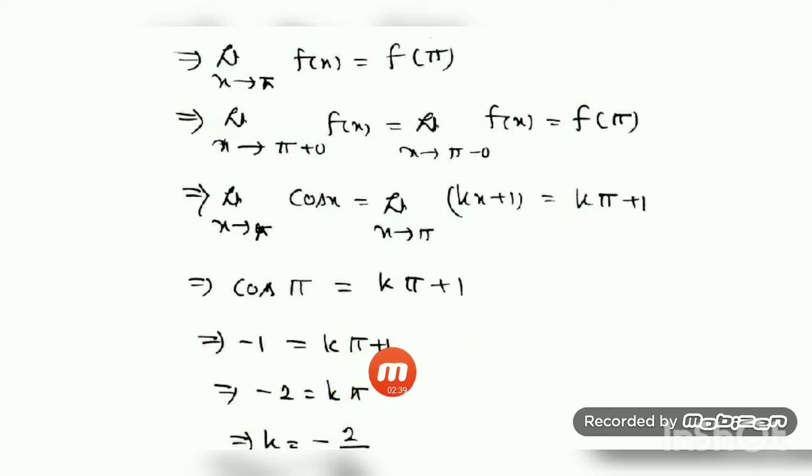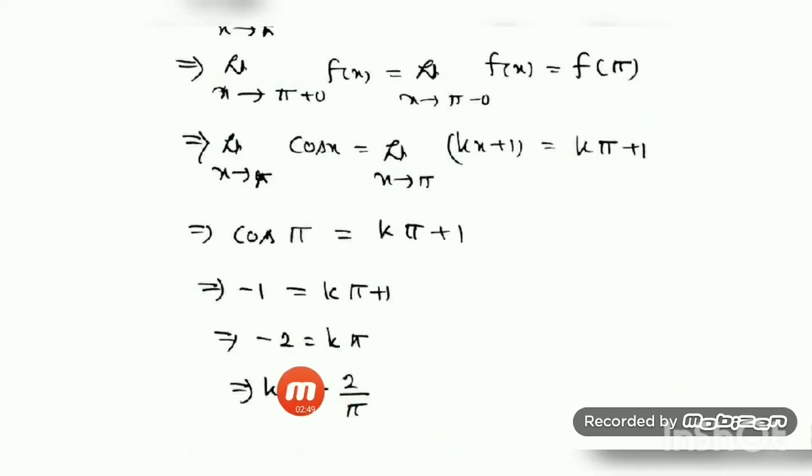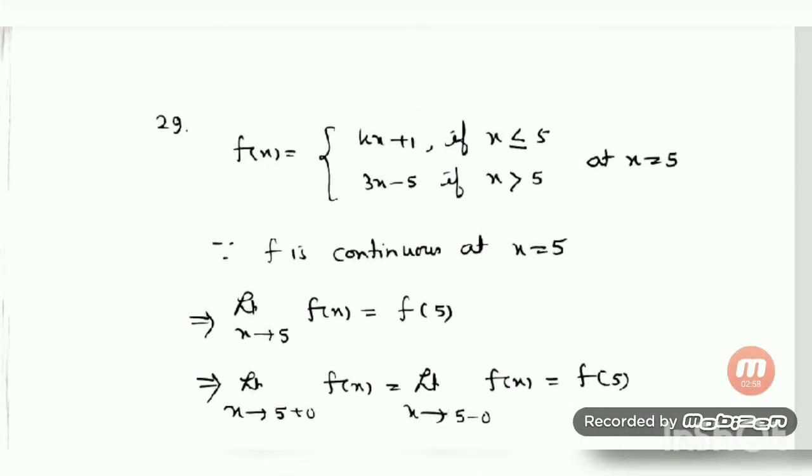Then, your aim is to get the value of k. So I bring this −1 and the +1 to the left side, and it becomes −2. So −2 is equal to kπ. Then what is the value of k? It is equal to −2/π. So this is the answer. Here our question number 28 is completed. Now we will go to question number 29. So you see your question.